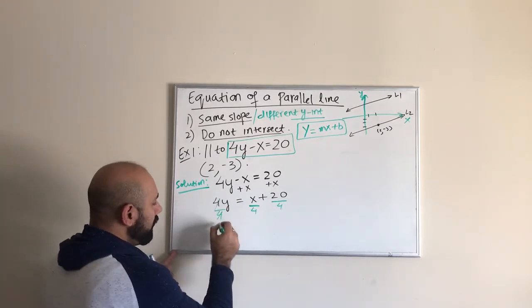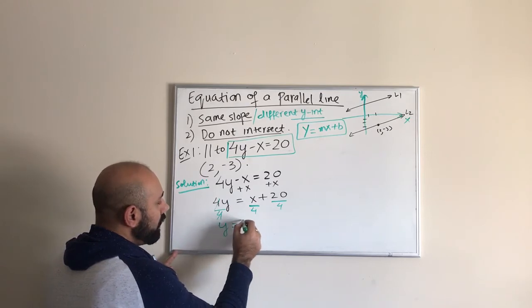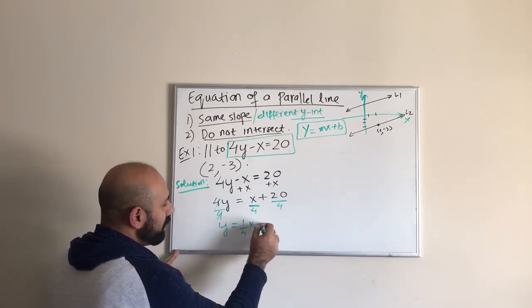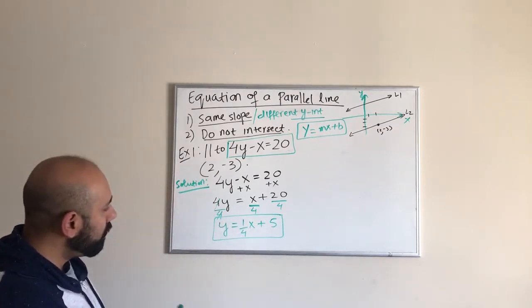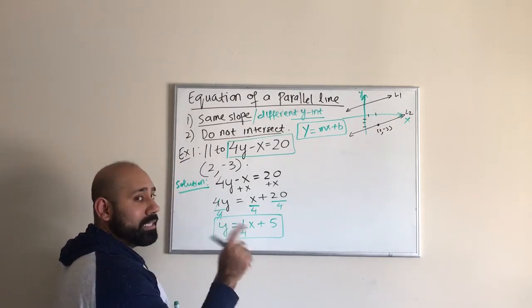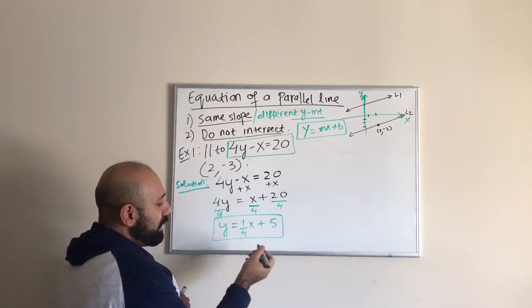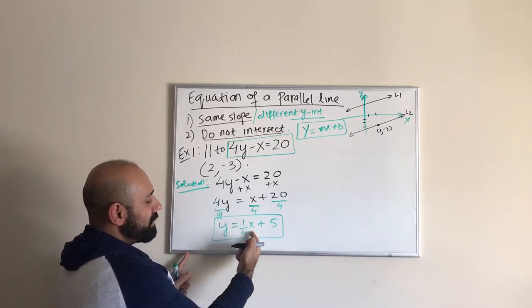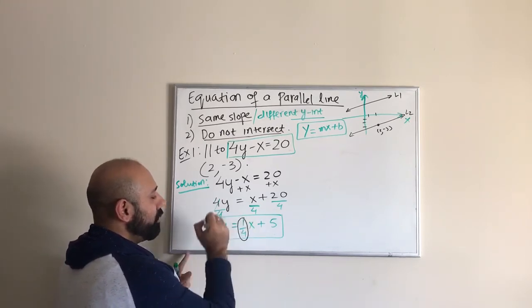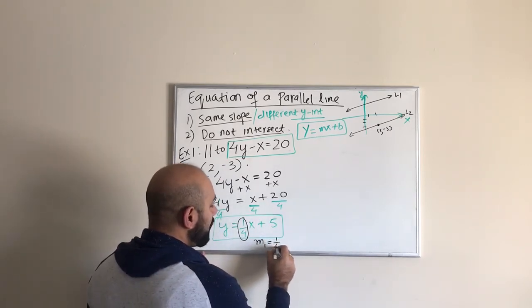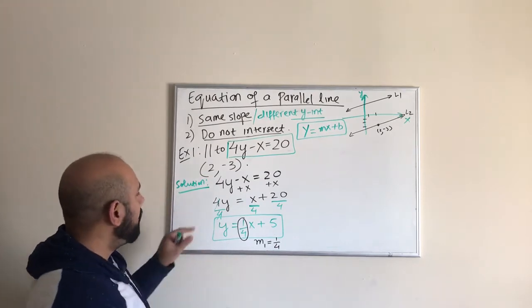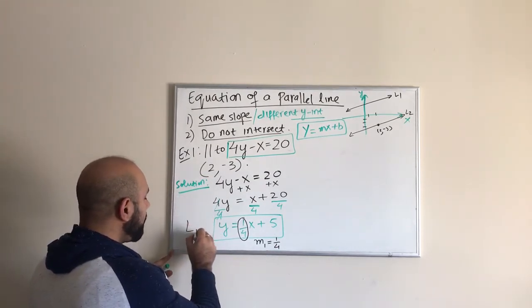So the 4s cross out here, so it's simply y equals, I can write this as 1/4 x plus 5. So I'm going to put that in the box, and if you look at this equation carefully, it is in the slope-intercept form. And we should be easily able to identify the slope because it's the coefficient of x. Here the slope is 1/4. So I'm going to say the slope m1 is 1/4. I used m1 for line 1. Let us call this line 1.